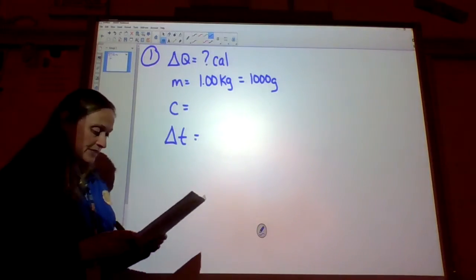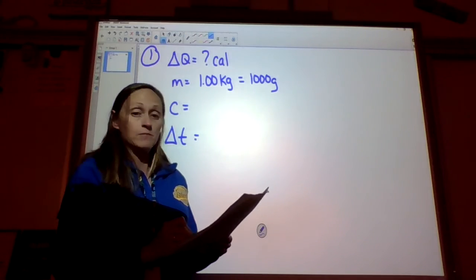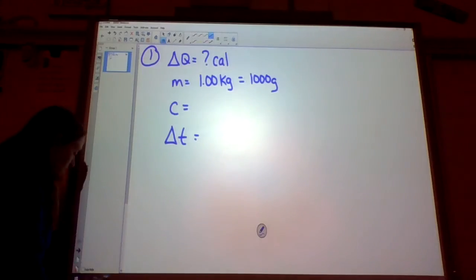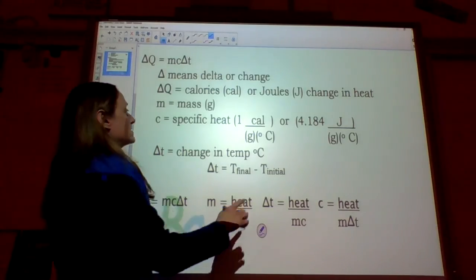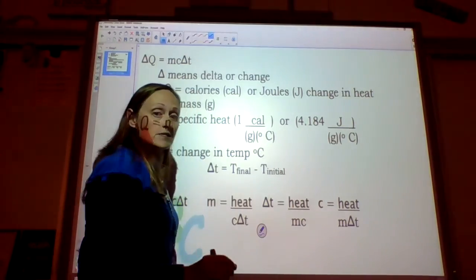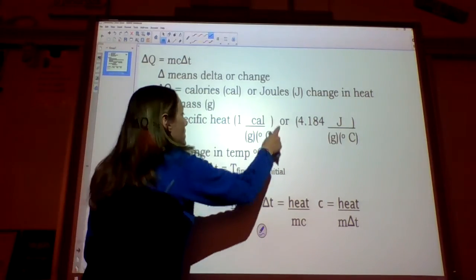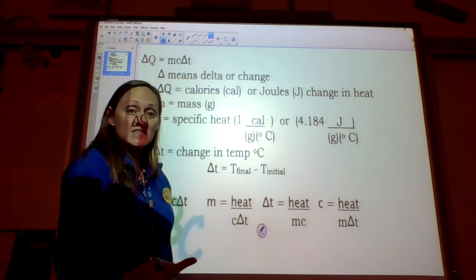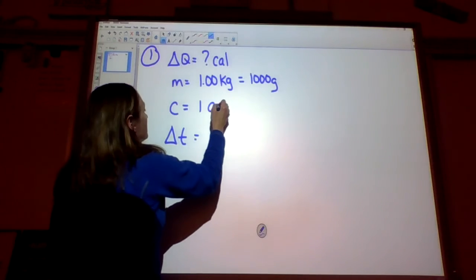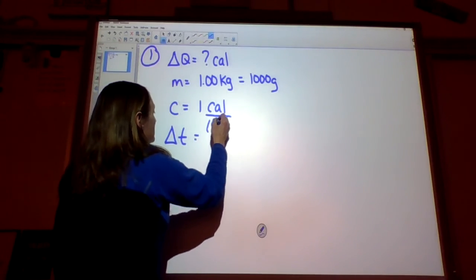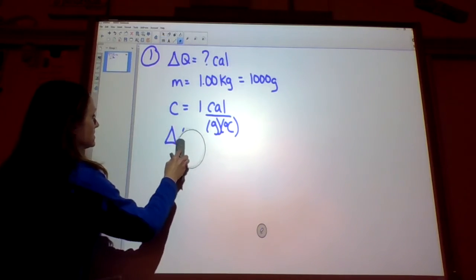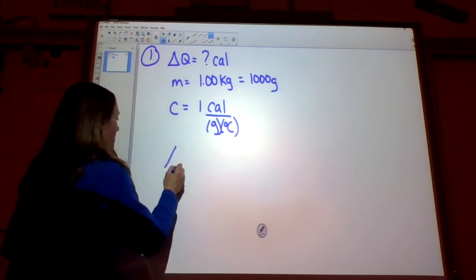C. So it specifically said we have 1 kilogram or 1,000 grams of water. So when we're looking at our specific heat, it will be the 1 calorie or the 4.184 joules. But since it said how many calories, we're going to use this number here for C. So the 1 calorie over grams times degrees Celsius. I'm going to move this down some.